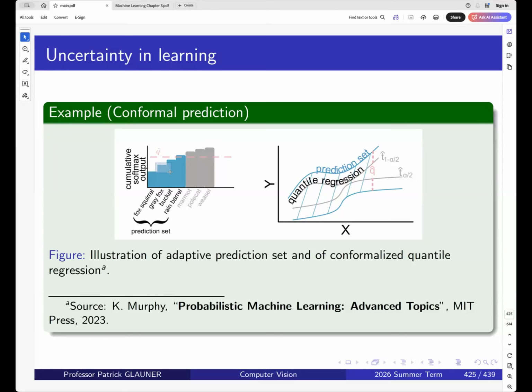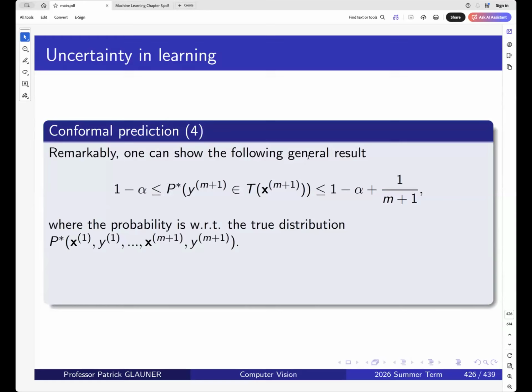Then what we see here is the delta to Cray Fox, and even a smaller delta from Cray Fox to Bucket, and then from Bucket to Rain Barrel. So it's not just animals, possibly, it's other classes as well. But what we see here is not the softmax output, but the cumulative one. So we start with the largest one and we go up to the threshold, Q hat, that we defined.